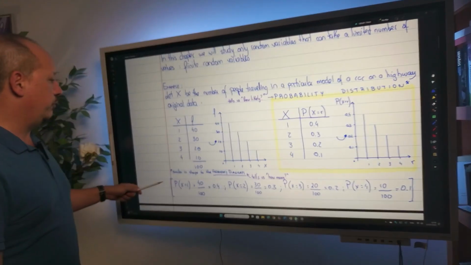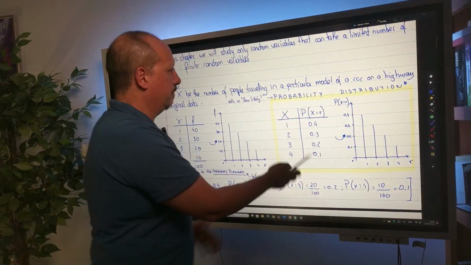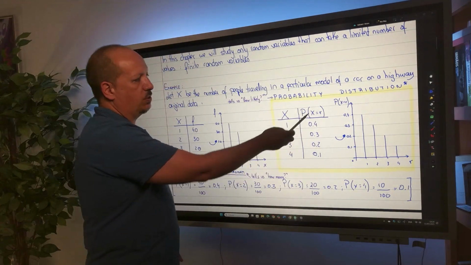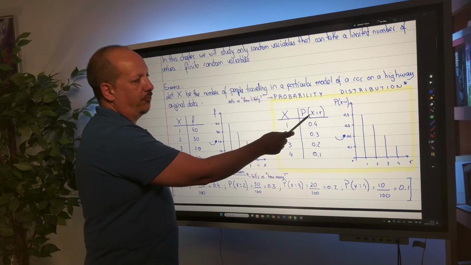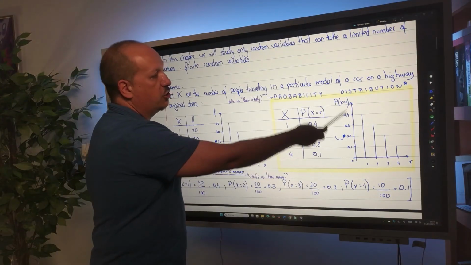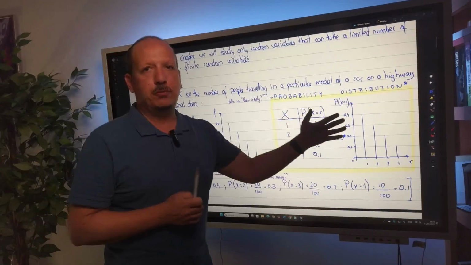Once you have that information, you can change now, first of all, the table. This is no longer a frequency. This is going to be the probability associated with the random variable taking a certain number from 1 to 4. And then you can change the y-axis to embed this information in it.